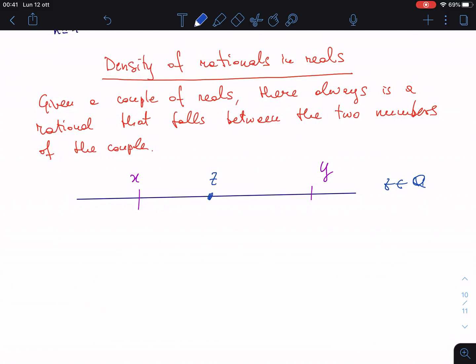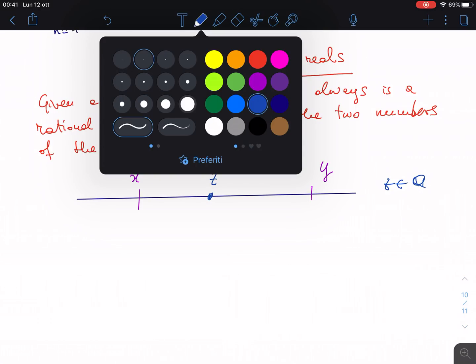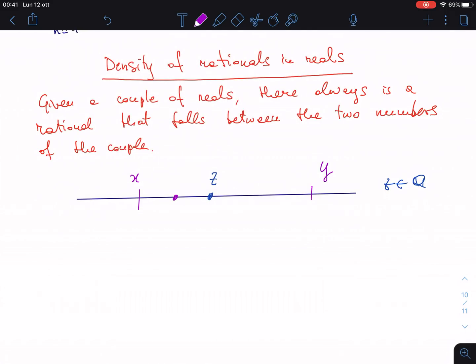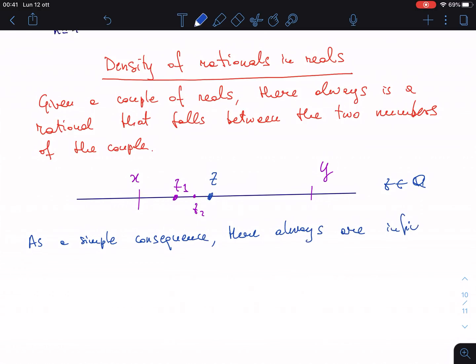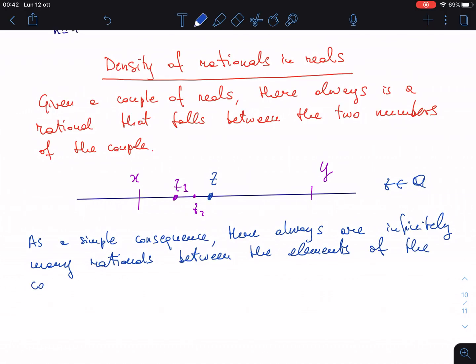Of course, if there is always a third number there is always a fourth, because I consider x and z, and between x and z there is z1, and between z1 and z, z2, and so on and so on. So, as a simple consequence, there are always infinitely many rationals between the elements of the chosen couple of reals.